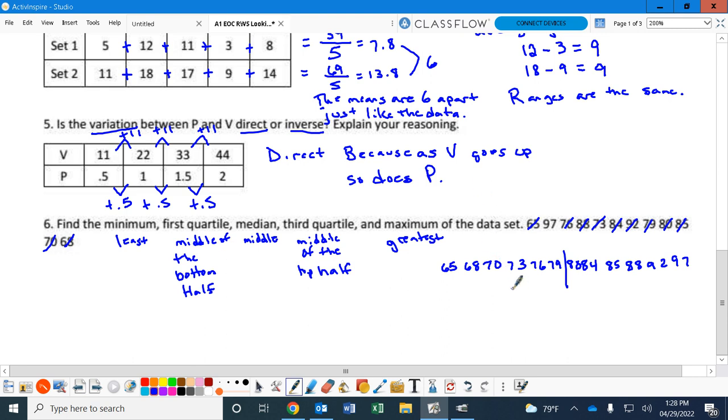Okay, guys, here we go. Now you've got the middle. To find the least, guys, tell me what number's the least. 65. What number's the greatest?